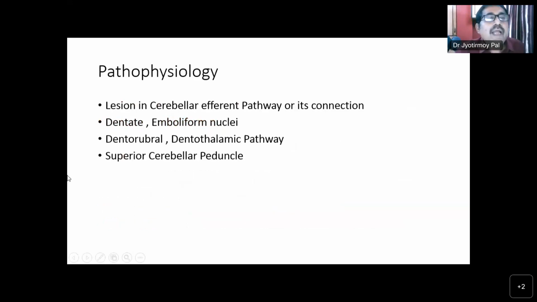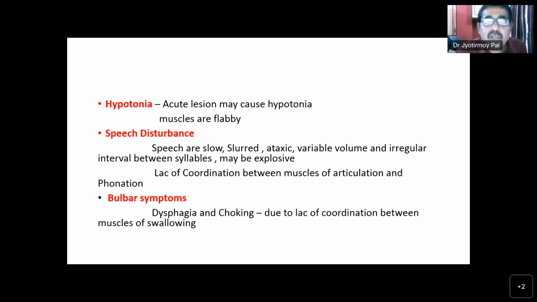Why is tremor found? There is a pathway from the dentate nucleus, one of the deep cerebellar nuclei, to the red nucleus. If this dentorubral pathway is affected, and that pathway passes through the superior cerebellar peduncle, we see the tremor. So tremor present means there is a defect in the dentate nucleus, or a lesion in the superior cerebellar peduncle, or a lesion in the red nucleus. But in a lesion of the vermis or the flocculonodular lobe, we will not get the tremor.